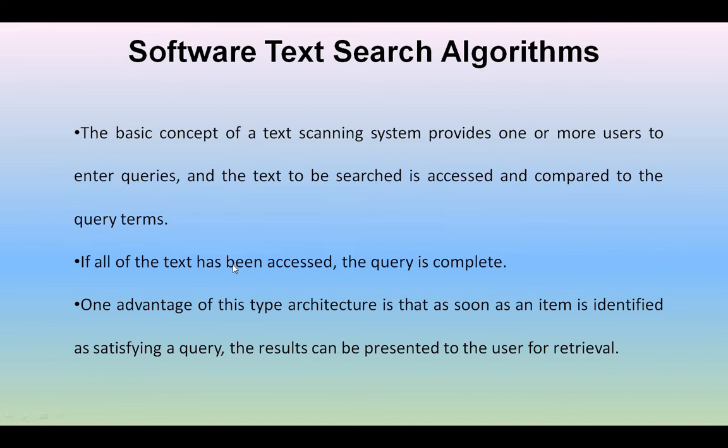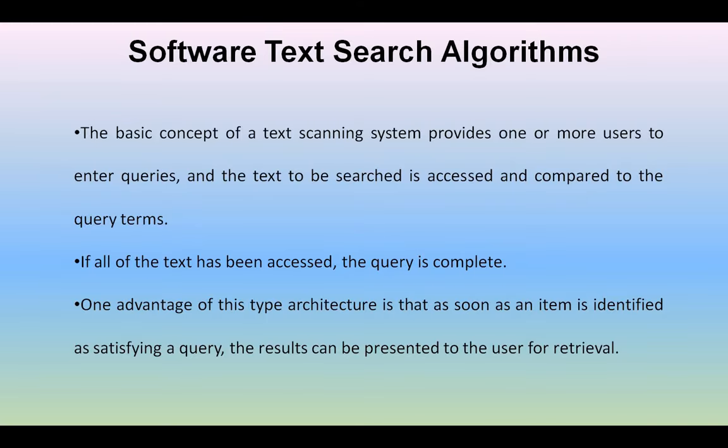The very basic concept of the text scanning system is that it provides a way to enter queries, and whatever items they search for, the text can be searched and compared against the various query terms. Once the text has been accessed, the query execution is completed. The advantage of this basic architecture is that whatever item is identified satisfies the query, and the results can be given to the user.